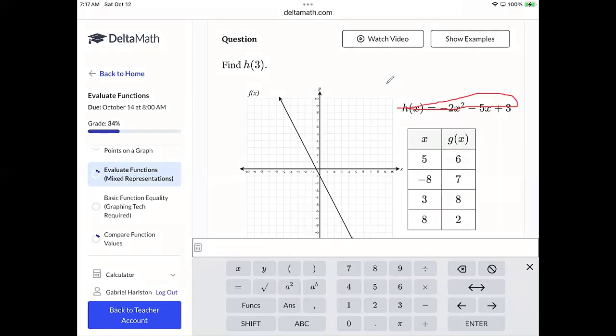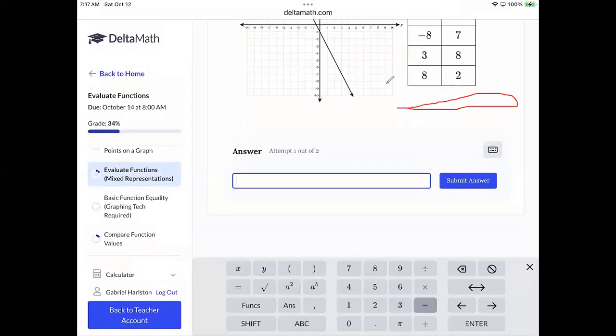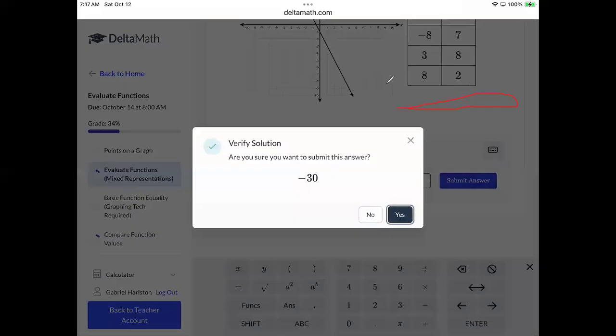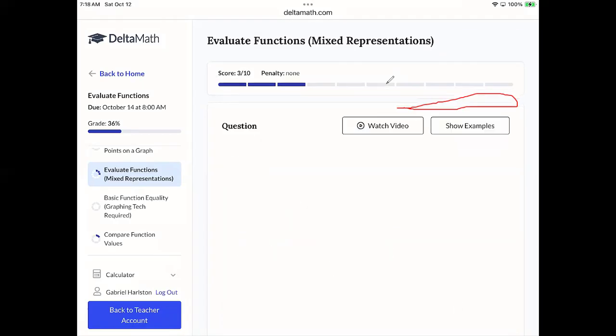Okay, so what I'm going to do is put in a -2. And then remember, when you evaluate a function, you put it inside of parentheses, and then I'm going to square it. And then it's going to be -5, and then parentheses, and I put the 3 inside the parentheses, and then this is going to be +3. And then it tells me that the output is -30. So if I go to my question, that's what I'm going to type in, -30. So you have to determine what kind of representation you're dealing with, and then you go from there.